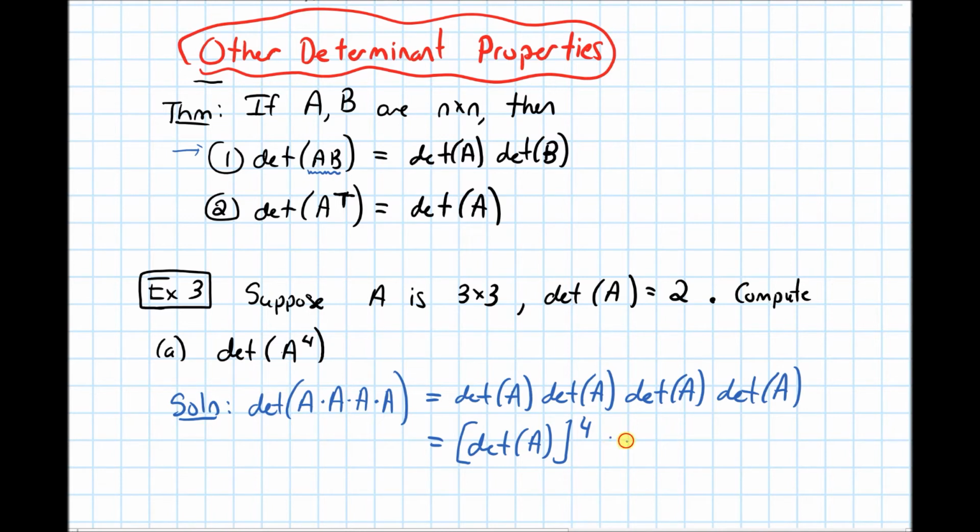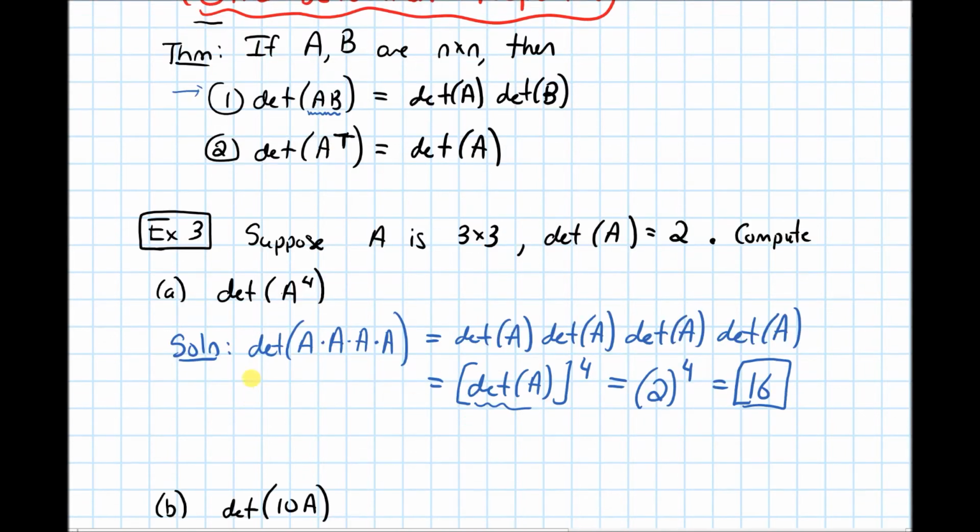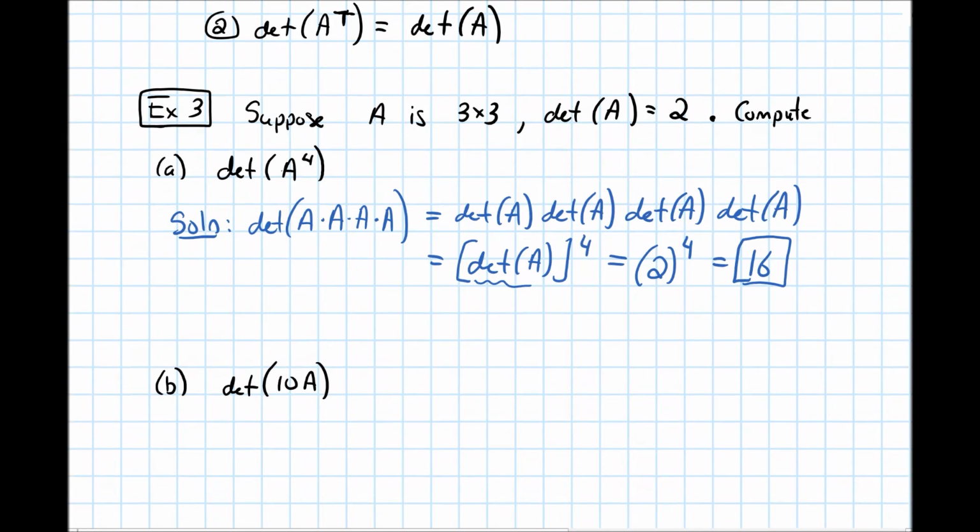Now I know what the determinant of A is. It was 2, and I have 2 to the 4th power, which is 16. So it's really easy to compute the determinant of powers of a matrix, as we just saw in this example. Let's do one more, but up the difficulty a little bit. Let's say I wanted to find the determinant of 10 times A.